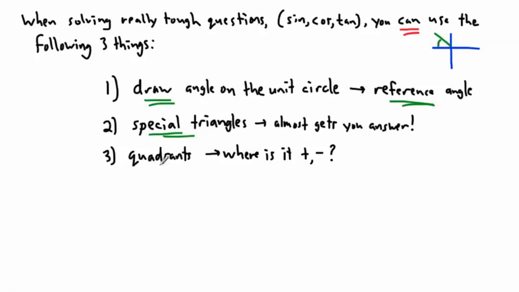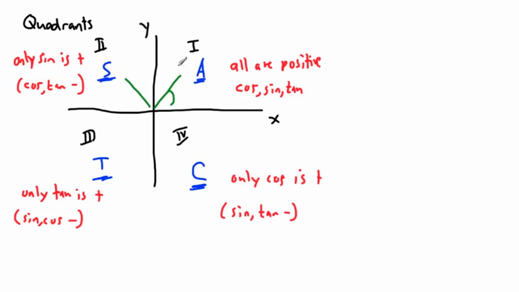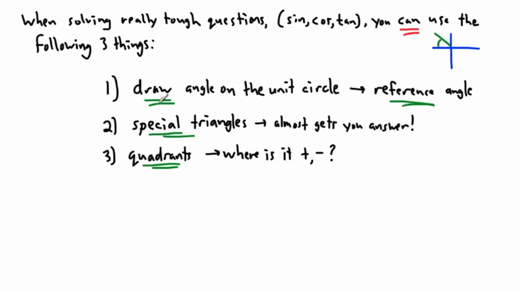But you've got to check with your quadrants whether it is positive or negative. In other words, you've got to double check that your answer is positive or negative, or whether there are multiple answers possible. This is where you check with your quadrants. If you just do this, you draw it first, look at special triangles, and then look at your quadrants, this is a good way to get through most of the really, really tough questions.